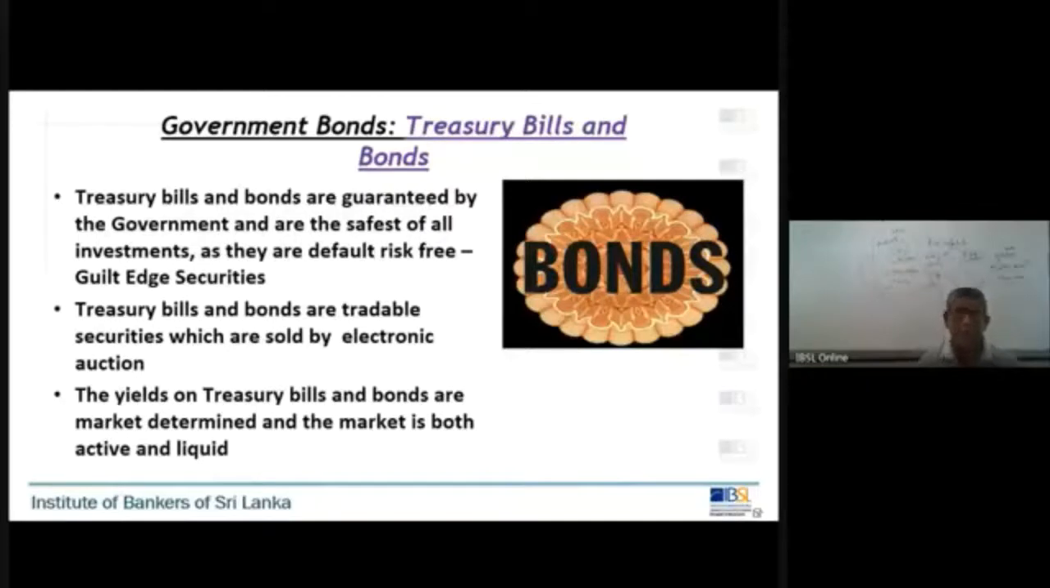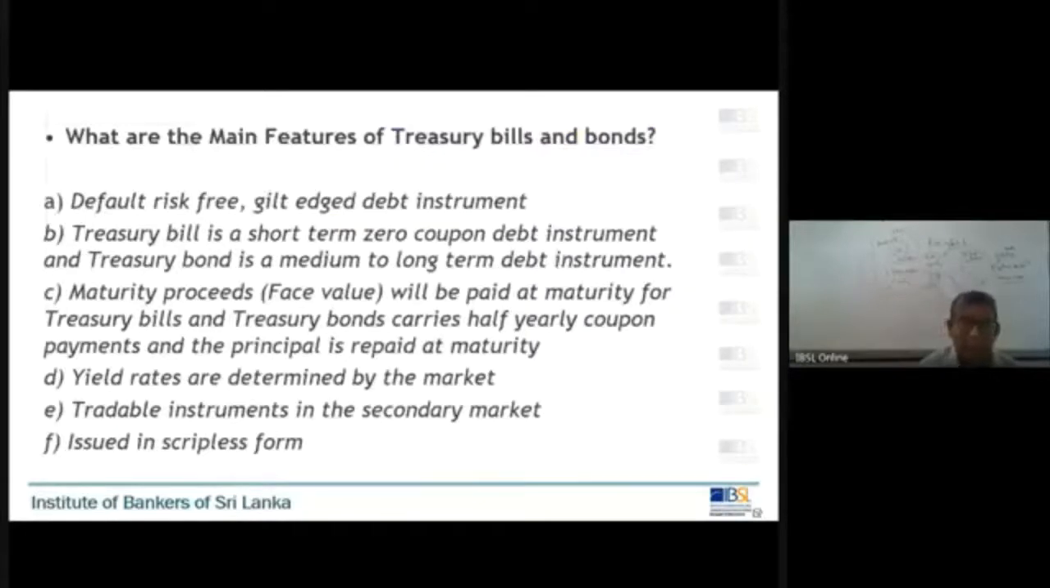We consider treasury bills and treasury bonds a very liquid product, near to cash. Why? It can easily be converted to cash. You can sell this product in the secondary market because of the tradability and earn some money. What are the main features of treasury bills and treasury bonds? Default risk-free, gilt-edged debt instruments, bought by investors.